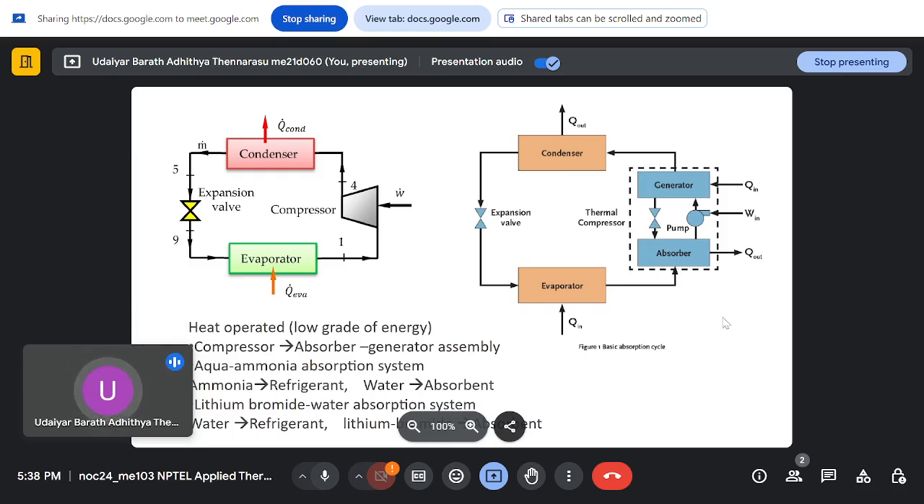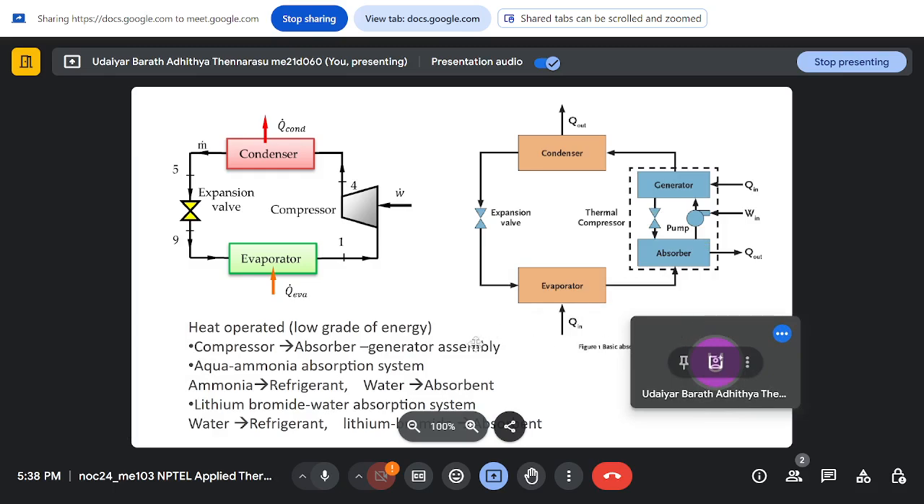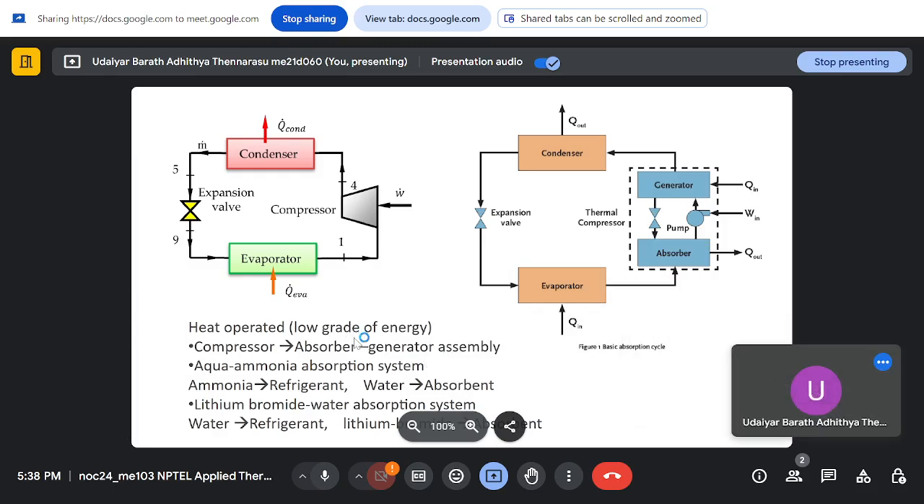So the other part will remain the same. Just the compressor is replaced with the thermal compressor. Examples of fluids which are used are ammonia-water refrigerant or lithium bromide-water refrigerant. In ammonia-water, ammonia is the refrigerant and water is the absorbent, and in lithium bromide-water, water is the refrigerant and lithium bromide is the absorbent.